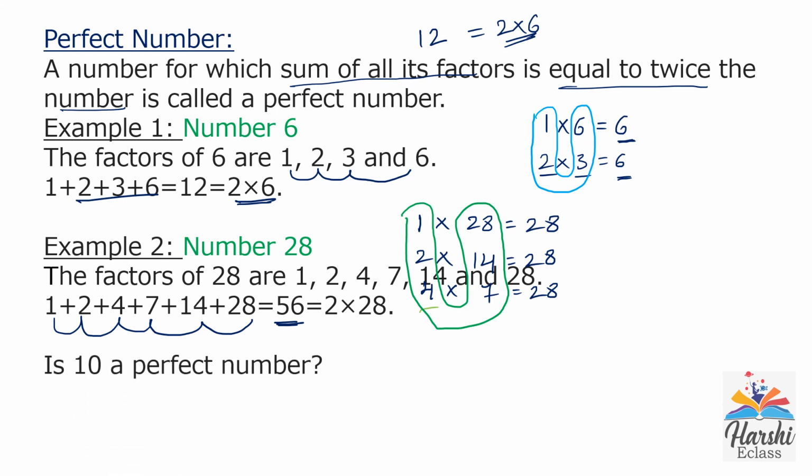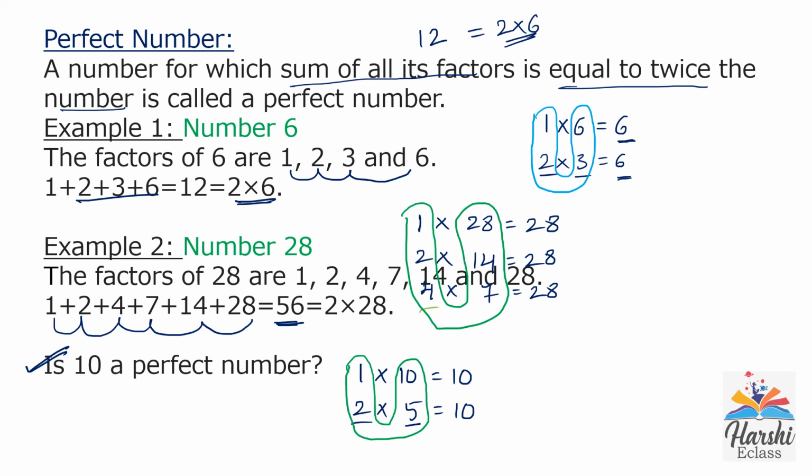Let's check that. Is 10 a perfect number or not? Factors of 10. First write the factors of 10. 1 tens are 10. 2 fives are 10. 5 twos are 10. But 2 and 5 already came here, so we will stop writing the repeated numbers. Now the factors of 10 are 1, 2, 5 and 10.